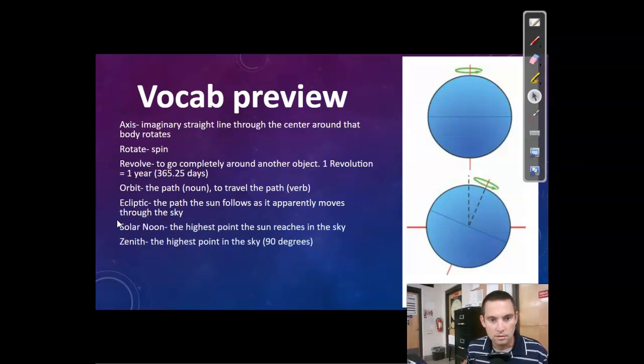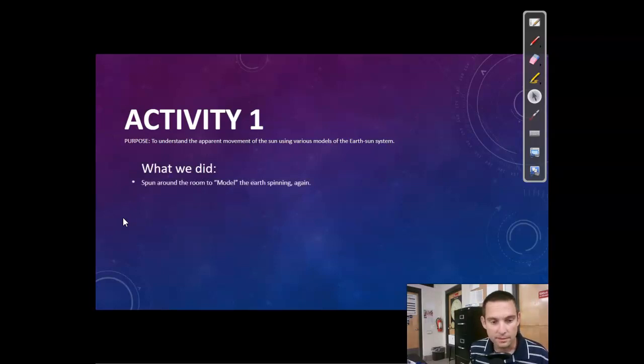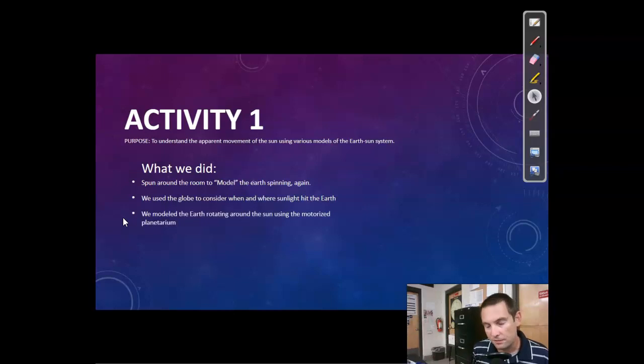And let's go on to Activity 1. The purpose here was to understand the apparent movement of the sun using various models of the Earth-Sun system. We spun around the room to model the Earth spinning. We used the globe to consider when and where the sunlight would hit the Earth. It's different depending on your hemispheres.